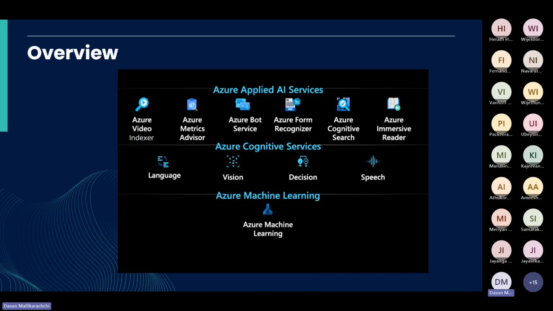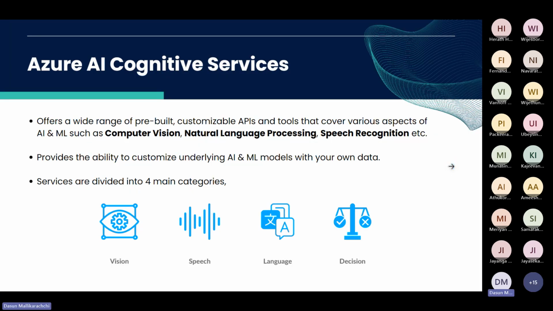And then you have Azure Machine Learning. This is the machine learning as a service platform, or we can call it a service provided by Azure for easy building of machine learning models. In this particular session, since in the last session of the Tech Talk series we talked about Azure Machine Learning, we will mostly talk about Azure Cognitive Services, and I'll go into a little bit about Azure Applied AI Services as well.